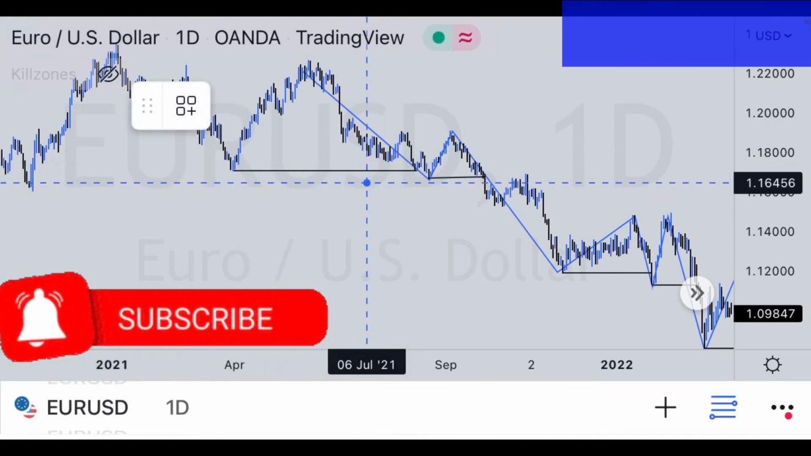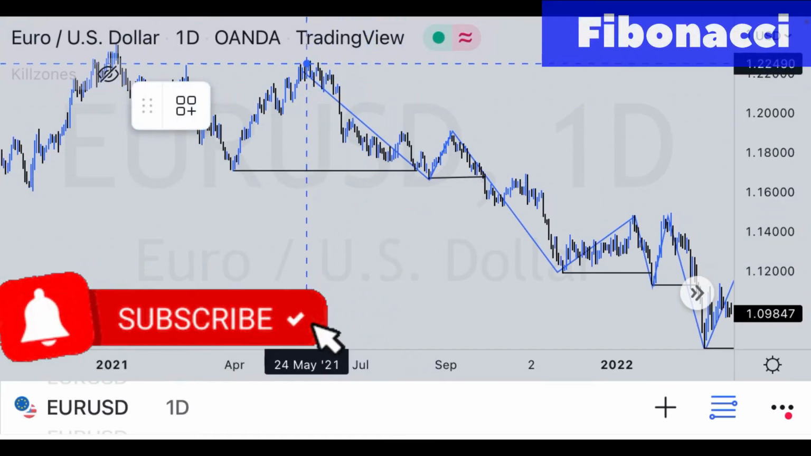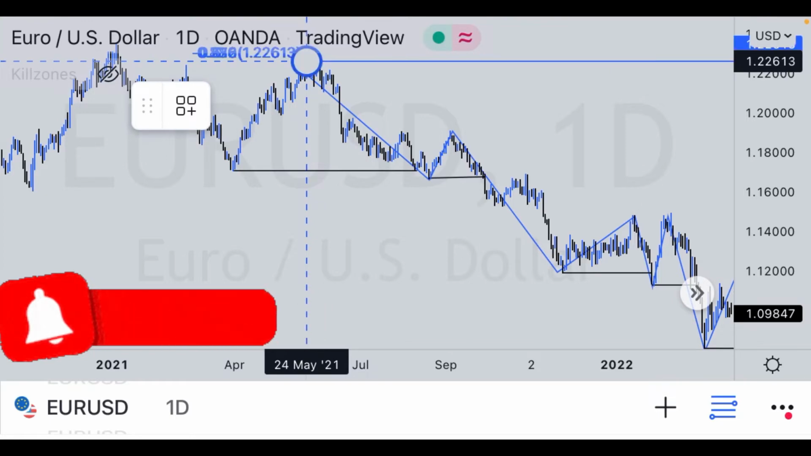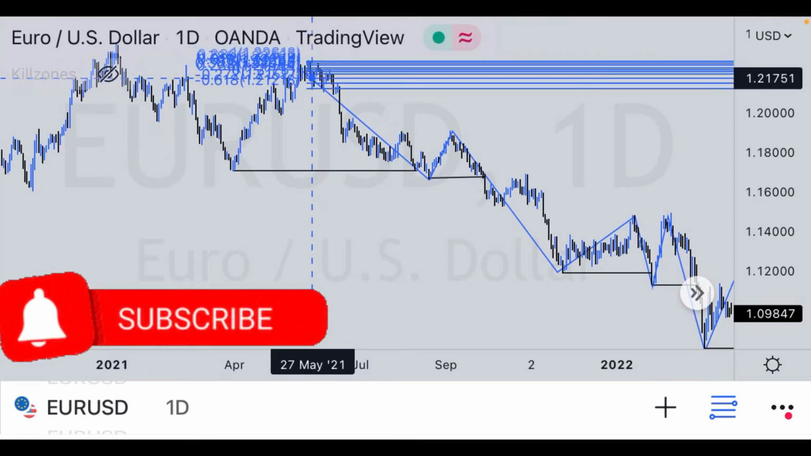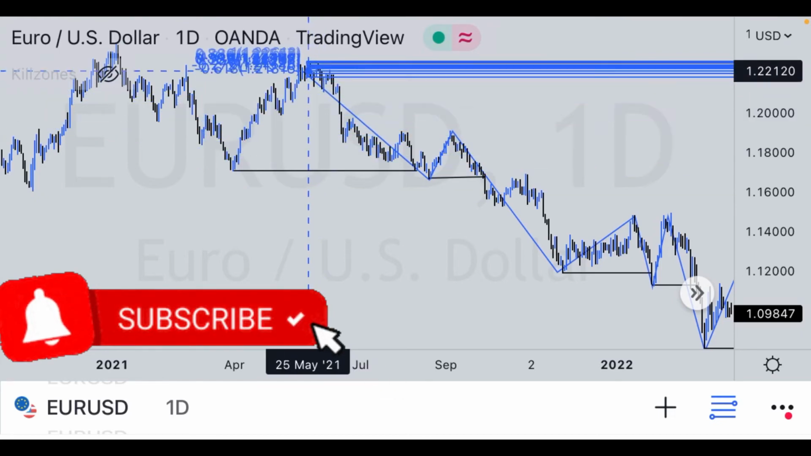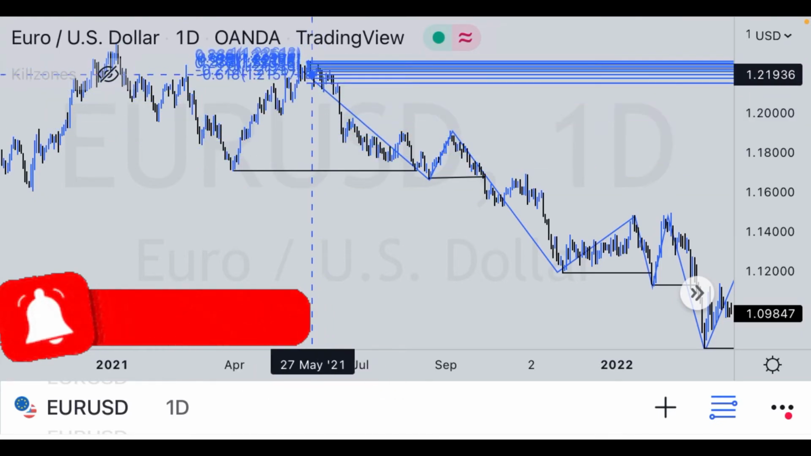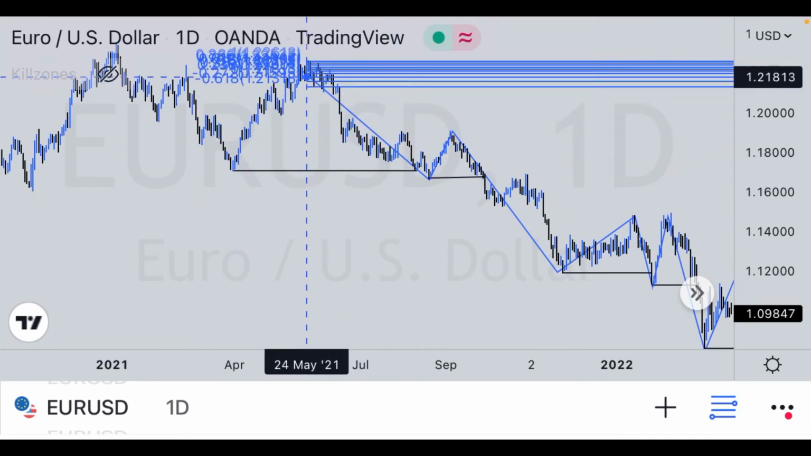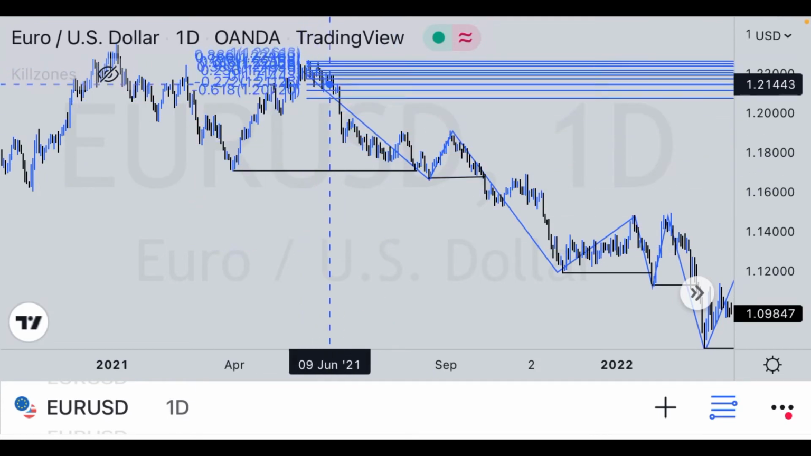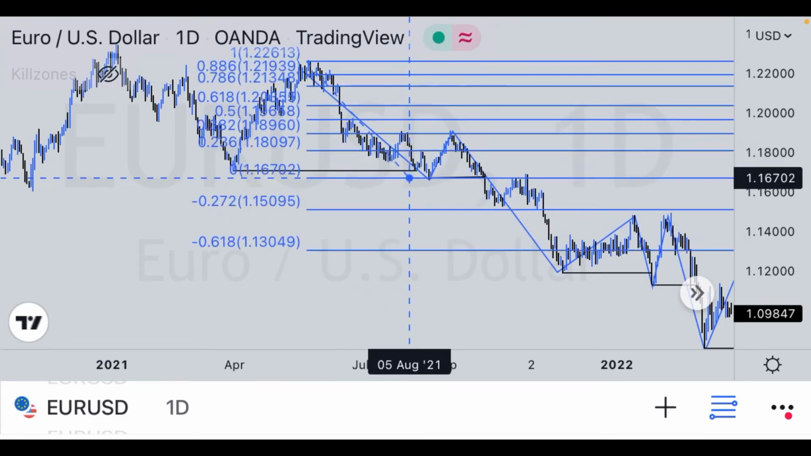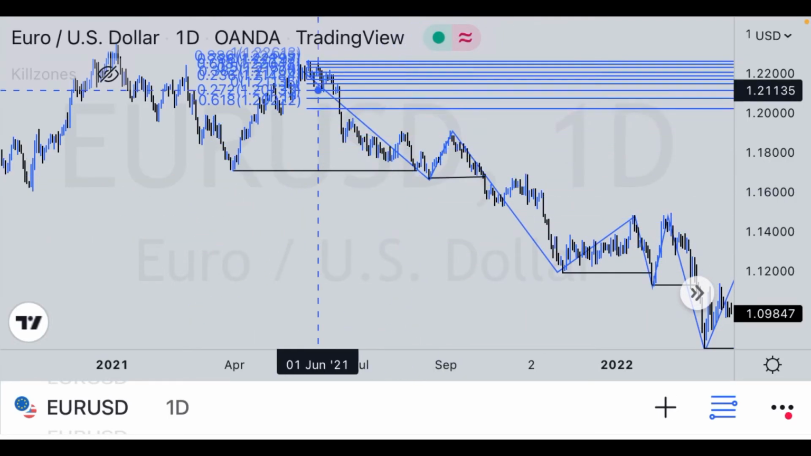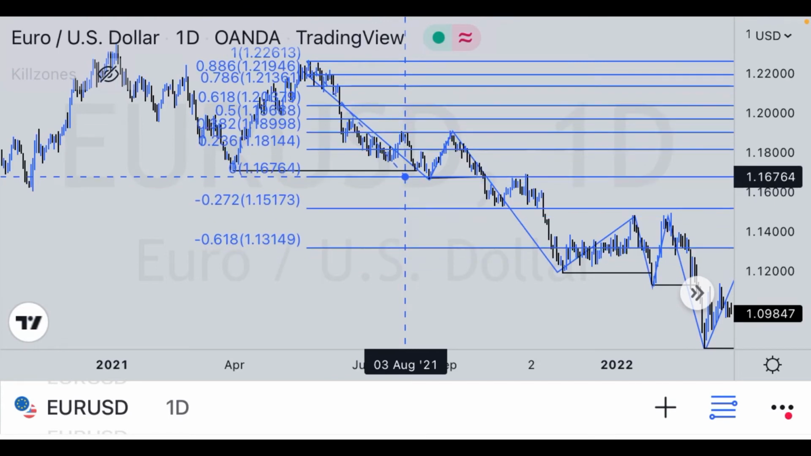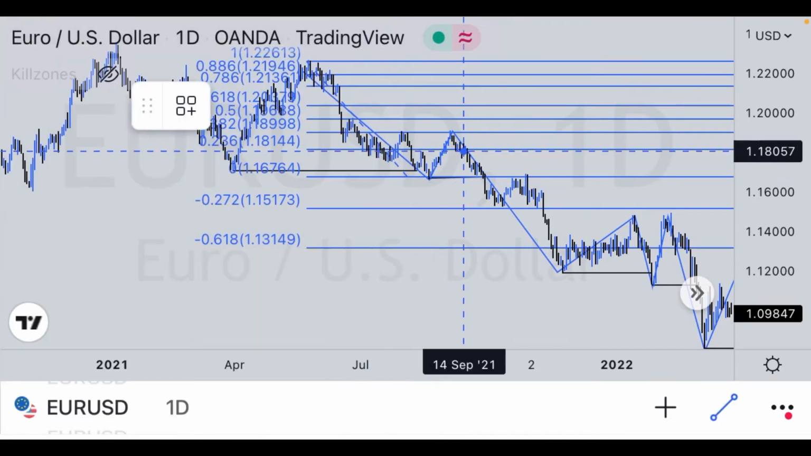I take my Fibonacci. This is my previous high. Understand? Then you take it from your swing high. For your downtrend, you take it from your swing high to your swing low. Here is my swing high and here is my swing low, which is the lower low. Once you have taken it from your swing high to your swing low, you are waiting for your retracement. Your retracement should be around 50.